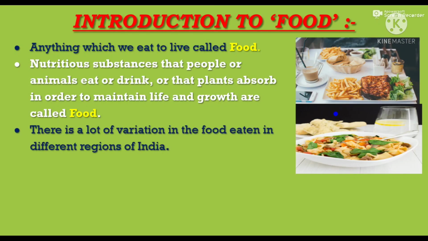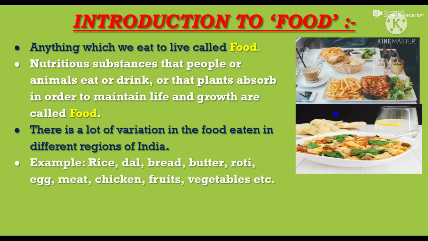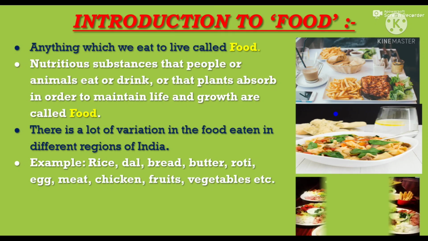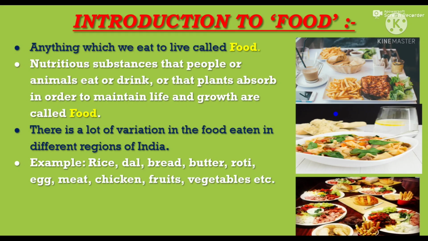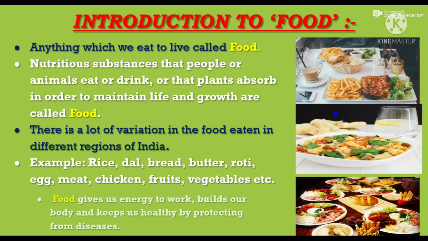There is a lot of variation in the food eaten in different regions of India. For example, rice, dal, bread, butter, roti, egg, meat, chicken, fruits, vegetables. So these are some of the foods. Here you can see different food items.